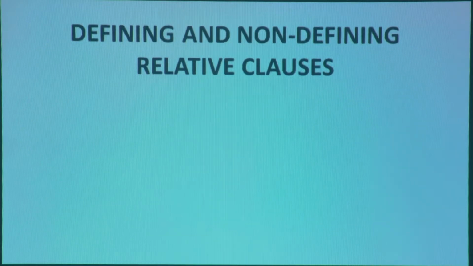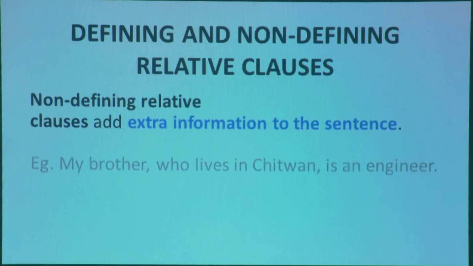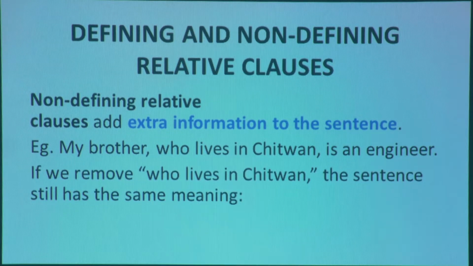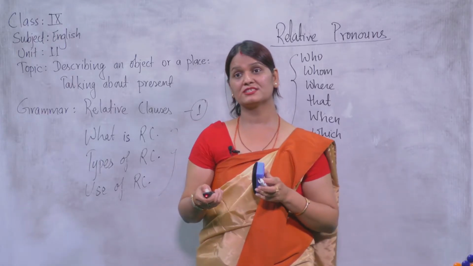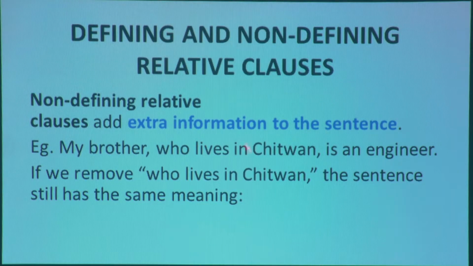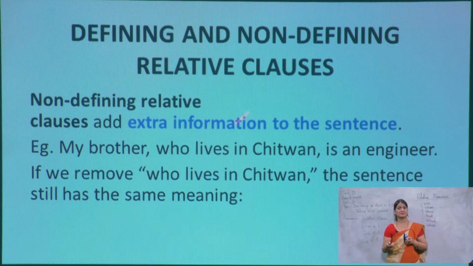Now, defining and non-defining relative clauses. In defining relative clauses, I told you that essential information will be given, but in non-defining relative clauses, extra information will be given to the sentence. Extra information is not always needed. If we do not write the extra information, the sentence will still be complete.